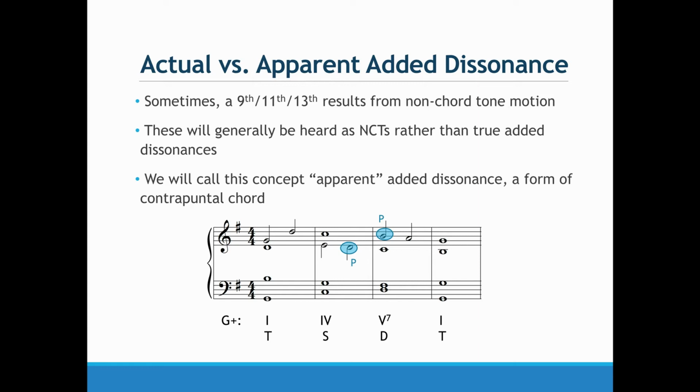I'm going to use the term apparent added dissonance in this situation. And this is a form of contrapuntal chord, which I've mentioned in a previous video. In other words, it looks like it could be a different chord on paper, but it's just there because it's resulting from non-chord tone motion. So in our example, I've highlighted 2 places where this is happening. In my 4 chord, I've got a D, which is a passing tone between my E and C. And then in my 5 chord, I've got a B, which is a passing tone between the previous C and the following A. Let's have a listen to what this sounds like.